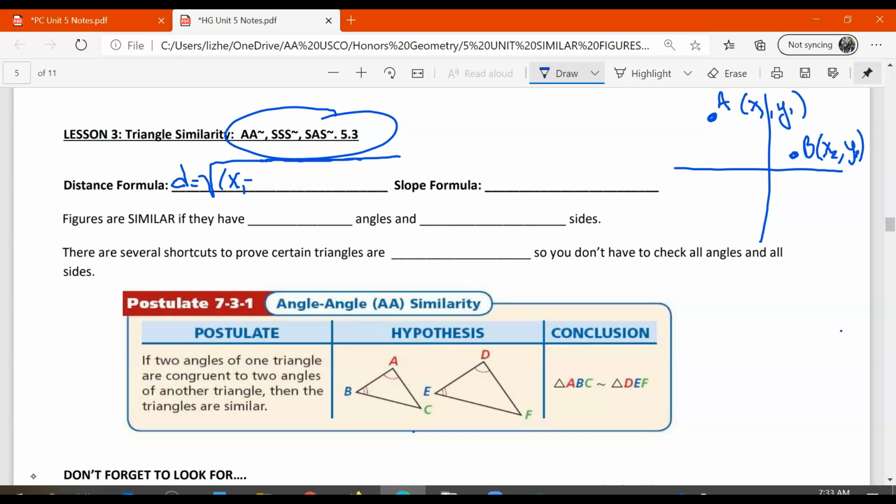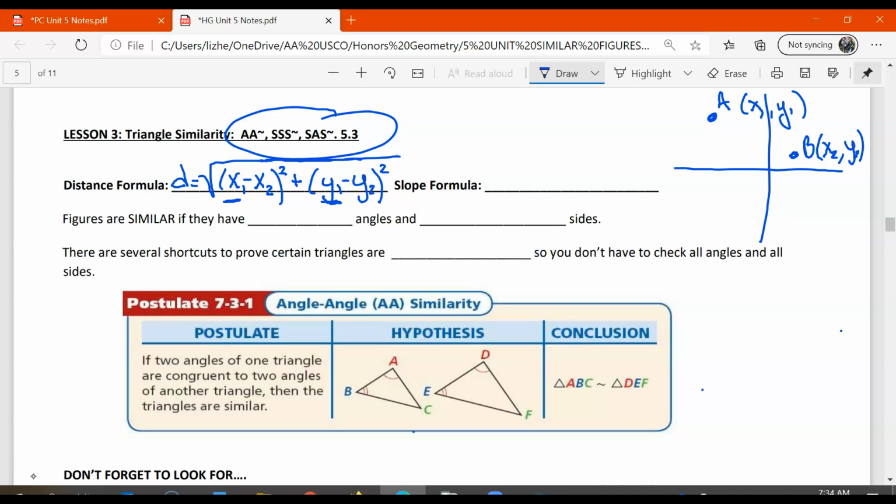You subtract the x's and square it. And then you subtract the y's and square it. And when you're all done, you add those up and take their square root. That's the distance formula. Remember, the important thing, it doesn't matter which point you start with, it's that you are consistent. We have x1 first, so we have y1 first.